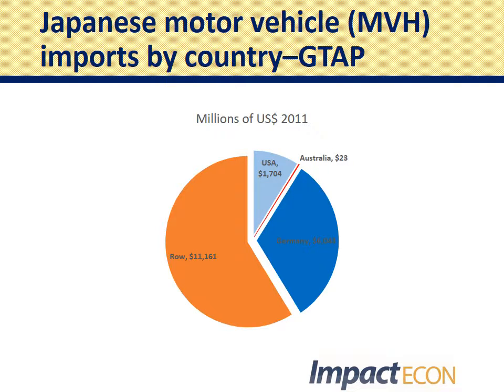In the standard GTAP model, imports of motor vehicles look like this. We see that Germany is a major supplier to the Japanese market for motor vehicles. The USA is large, and Australia is a small supplier. No distinction is made of the types of goods each country supplies to Japan, be they final or intermediate goods.